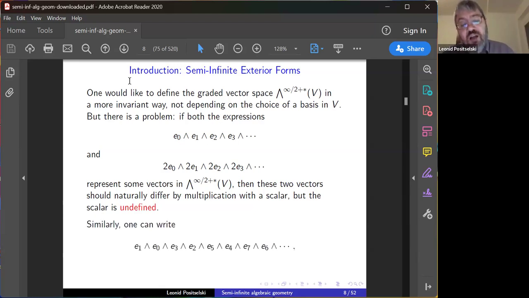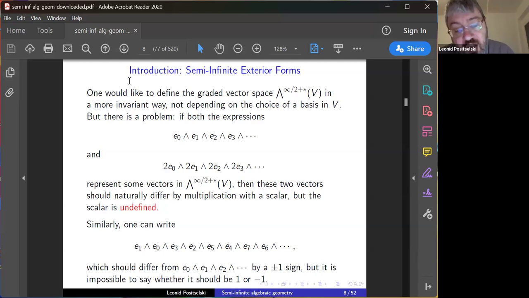Similarly, one can write e_1 wedge e_0 wedge e_3 wedge e_2 wedge e_5 wedge e_4 wedge e_7 wedge e_6, transposing every pair of vectors, which should differ from the original wedge product by a plus or minus sign, but it's impossible to say whether it should be plus or minus one.